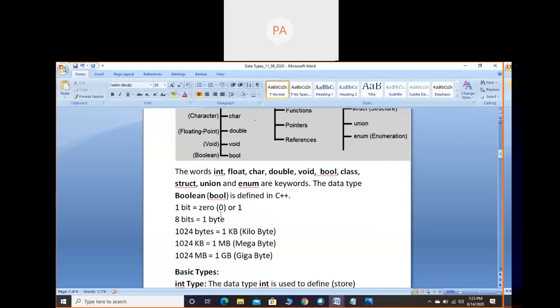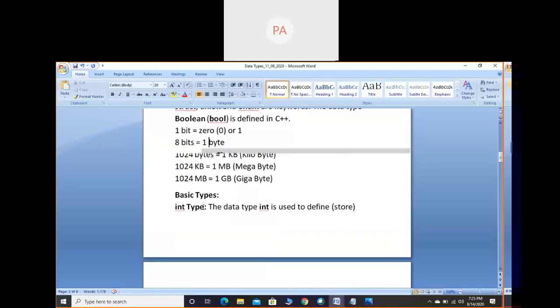First and second level, we will go on. So basic data types, int. You can call it int data type, or you can call it int type. If you say type, the meaning is data type only. The data type int is used to define. When we write a program, we will consider the word define as well as one more word, declare. I'll tell you the difference between both.